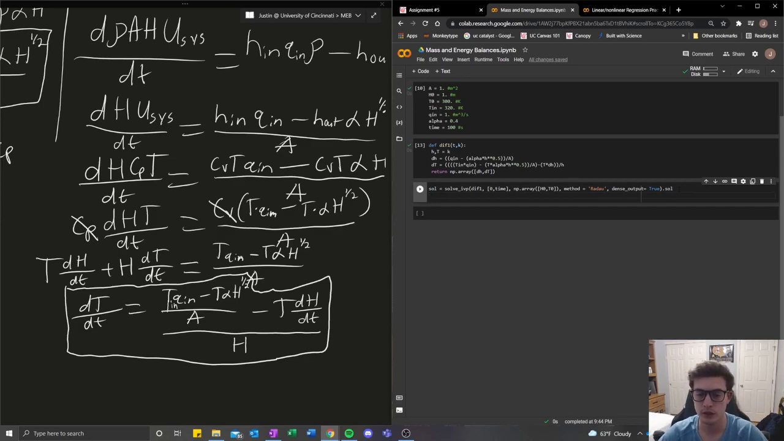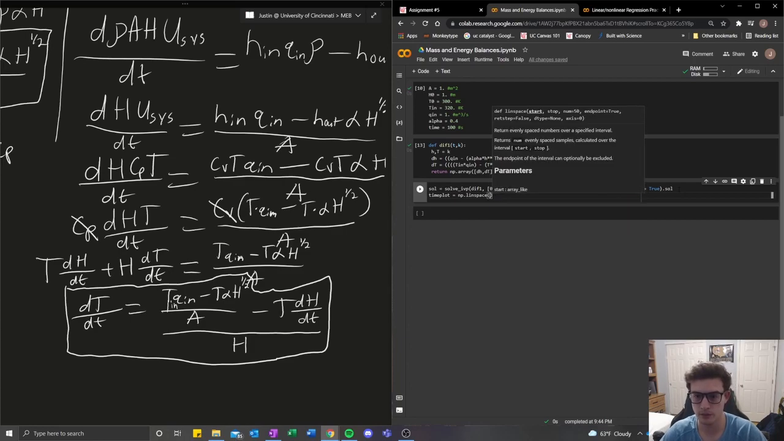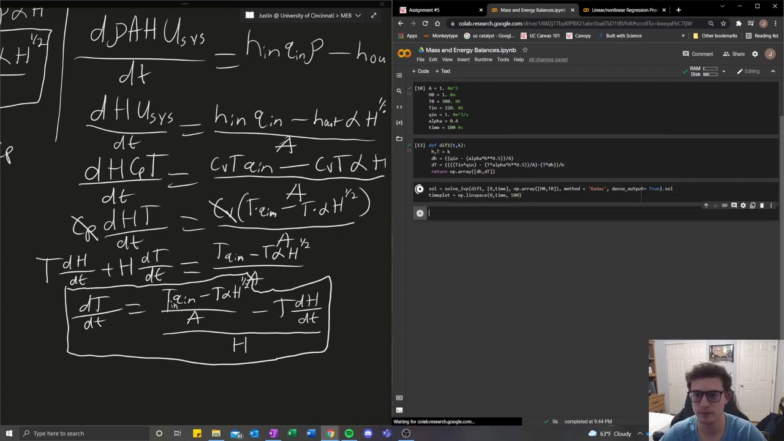So now what we need to do is, because we're trying to plot this data, we need some time values that we can plot. So I'm just gonna make a new set of time values, and they're gonna be linearly spaced values of time from 0 to our time variable, and we're gonna make 500 of them. Sounds like a good arbitrary number.